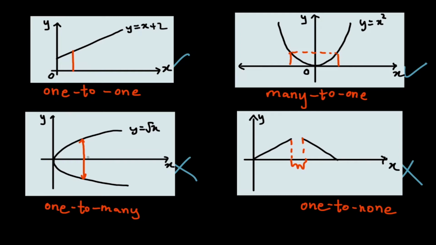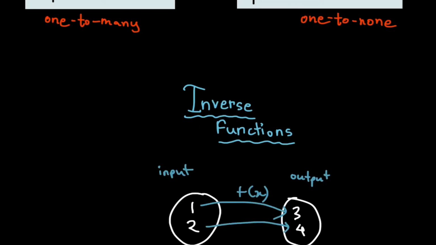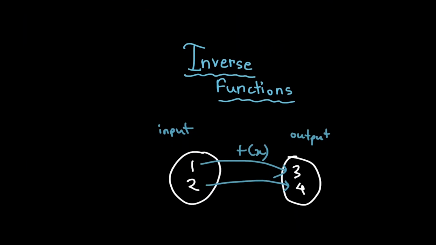But in a one-to-many, we can see that one value of x gives two values of y. So the unique property is lost. And in a one-to-none relation, we can see that there exist no unique values of y for these particular values of x. Hence, these two are not functions. Alright, let's explore another type of function called the inverse function.